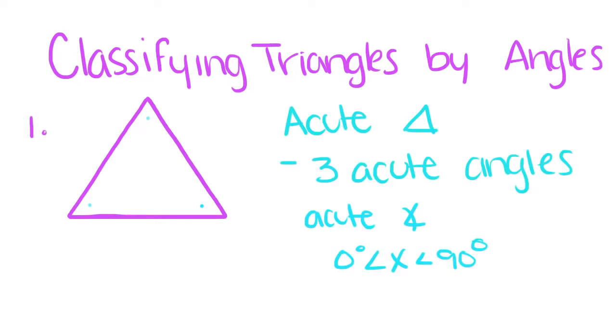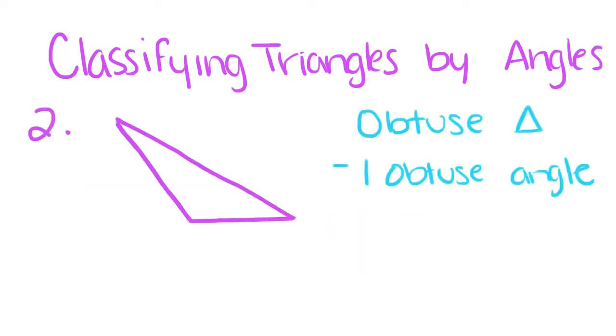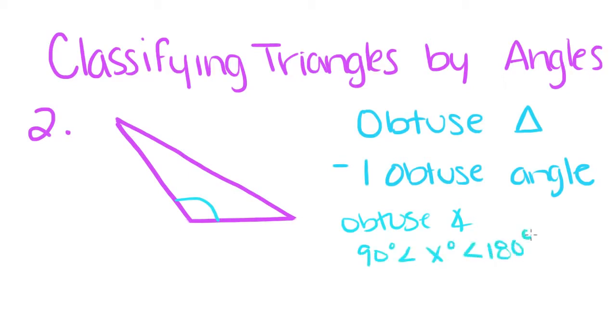Okay, next we have the obtuse triangle, and it has one obtuse angle, and for this one, that is right here. And an obtuse angle is just an angle that is greater than 90 degrees but less than 180 degrees.